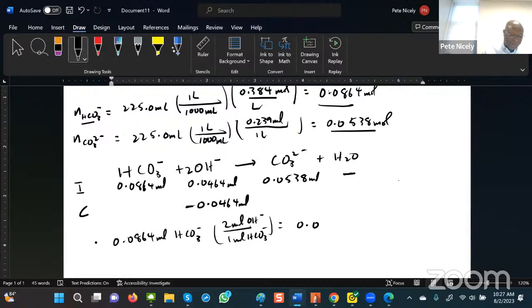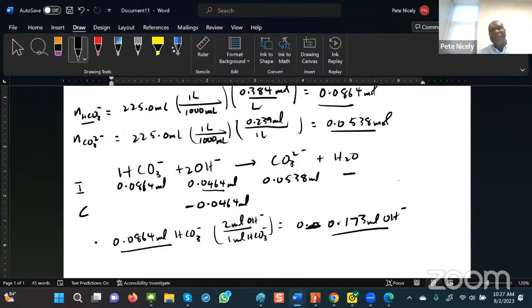So 2 times 0.0864, according to my calculation, works out to be equal to 0.173 moles, right? Of OH minus, right? So what that tells me is that because this amount of bicarbonate requires this much hydroxide ions, which is greater than the amount that is there, that tells me that this would be the limiting reactant still, all right? Because the amount of bicarbonate here that would have to be used up needs more than the 0.0464 moles of the hydroxide that is originally present.